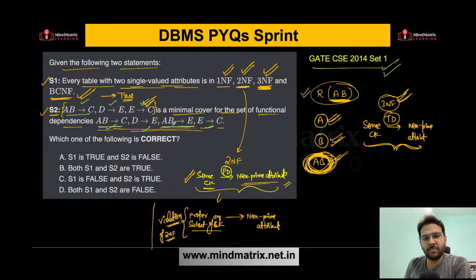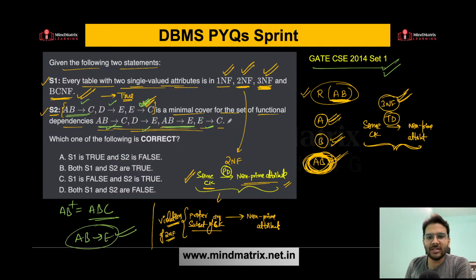What about AB determines E? Can we get AB determines E using this set? Let's try to find the closure. We are getting A, we are getting AB. Using AB we can get C also, and that's it. We are not getting E. That means we are not getting AB determines E.